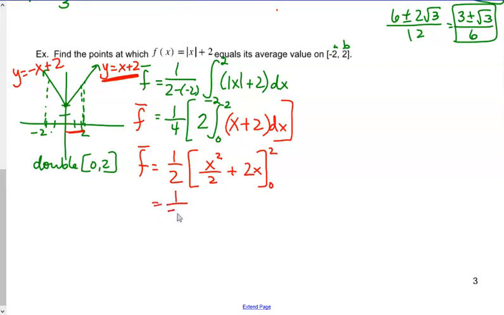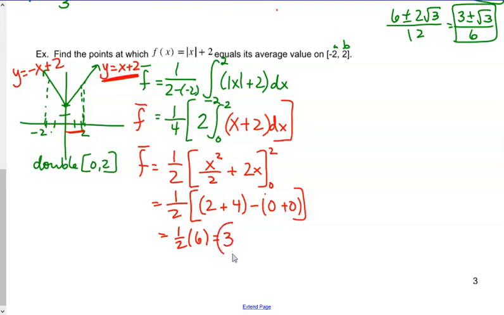So 1/2 of, throw 2 in there, 2 squared is 4, 4 divided by 2 is 2, plus 2 times 2 gives me a 4, minus, here's the time we throw in 0. So I get 0 plus 0. Sometimes I just like to do that to make sure you see where that's at. That goes away. This gives me a 6. So I basically get 1/2 of 6, which is equal to 3.